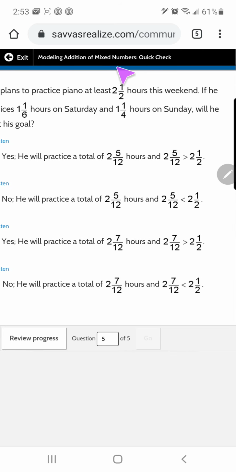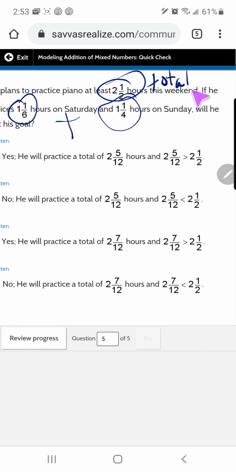Okay, remember, he's going to practice 1 and 1/6 on Saturday and 1 and 1/4 hours on Sunday. You add those two together, right? And then of course you compare that to the total amount of hours that he wants to practice for the weekend, which is his goal. So you're going to subtract from the total, right? So again, we're going to do the same thing.